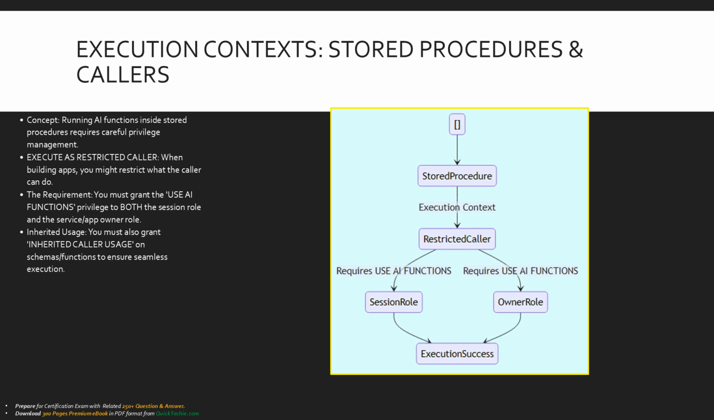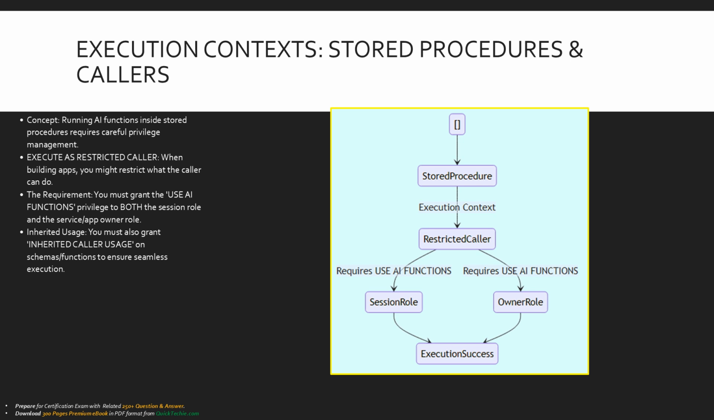Let's look at execution contexts, specifically when you embed Cortex AI inside stored procedures or Snowpark container services. If you design a procedure that runs with execute AS restricted caller, you are intentionally limiting the caller's permissions for security. But for Cortex to work in this lockdown state, you have to be precise with your grants. You must grant the use AI functions privilege to both the role executing the session and the role that owns the service. Furthermore, you have to explicitly grant inherited caller usage on the Snowflake database schemas. If you miss these steps, your automated AI pipelines will fail with authorization errors.